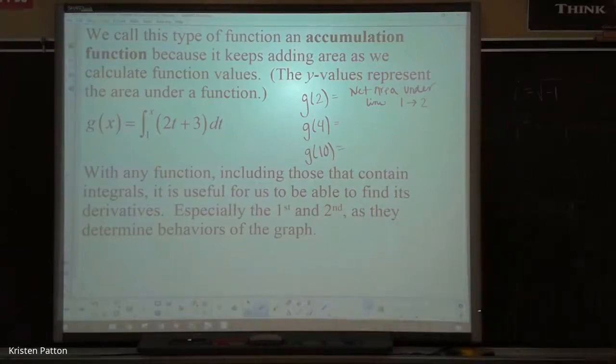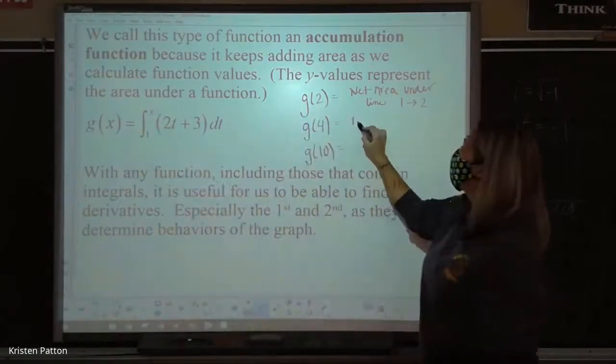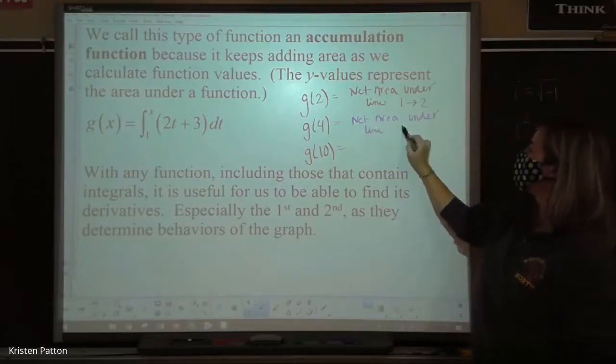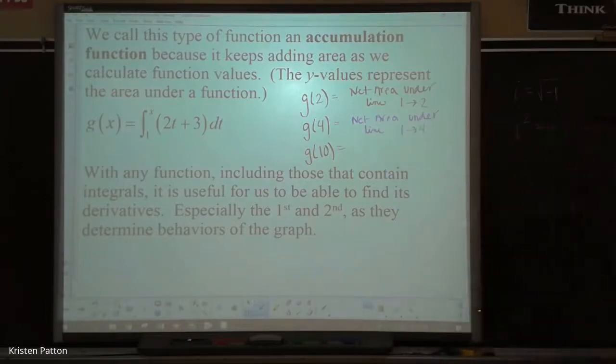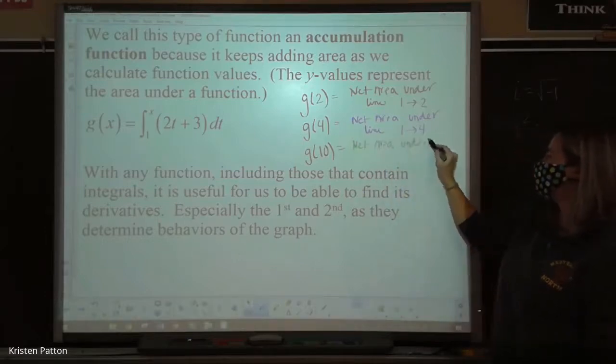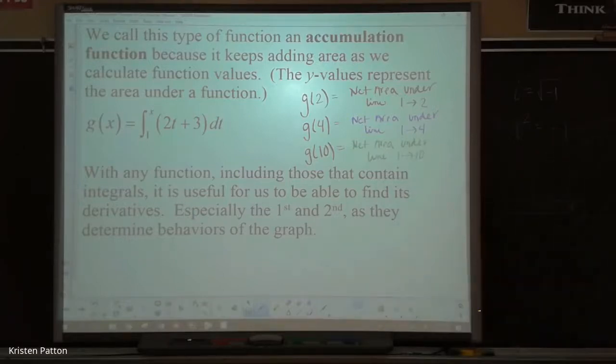Well, if I said go find g of 4, the only thing that's going to change is that we're not going from 1 to 2, we're going from 1 to 4. So it'd be the net area under the same line, but this time from 1 to 4. We're starting in the same place, but instead of going from 1 to 2, we're going from 1 to 4. We're accumulating more of that area under the graph. Same thing with g of 10. It'd be the net area under the line from 1 to 10. So the y values of this function represent accumulated areas under the original line.